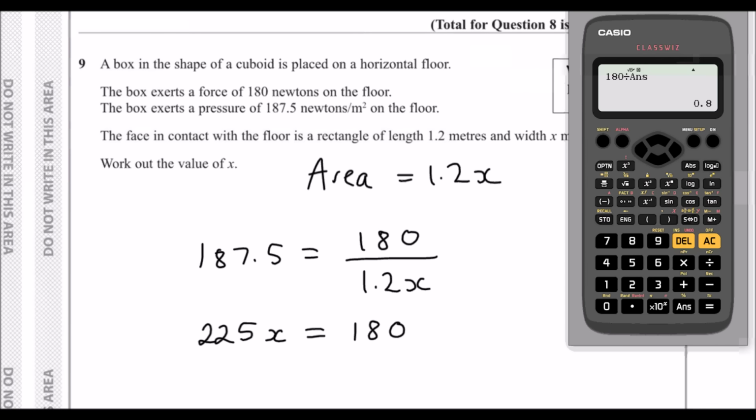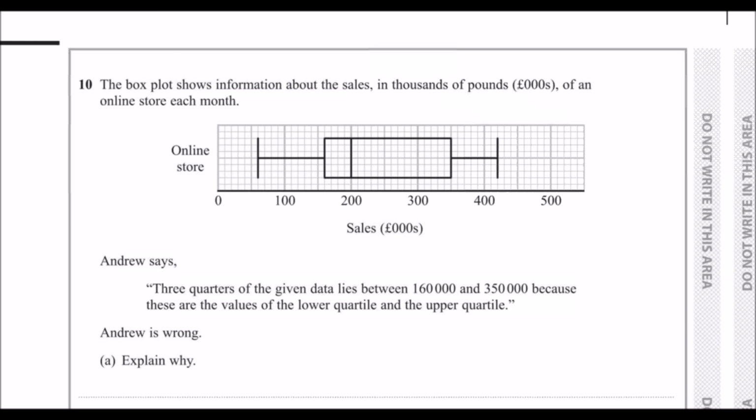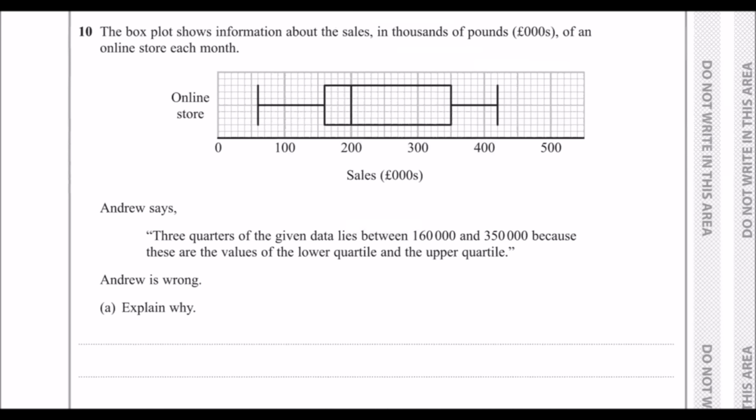Question 10. The box plot shows information about the sales in thousands of pounds of an online store each month. Andrew says 3/4 of the given data lies between 160,000 and 350,000 because these values are the lower quartile and the upper quartile. Andrew is wrong. Explain why.